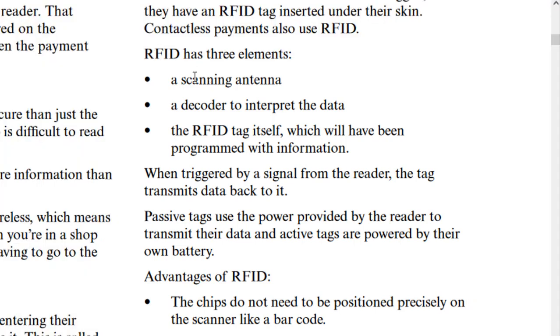is called RFID. It has three elements: a scanning antenna, a decoder to interpret the data, and the RFID tag itself, which will have been programmed with information. When triggered by a signal from the reader, the tag transmits data back to it.